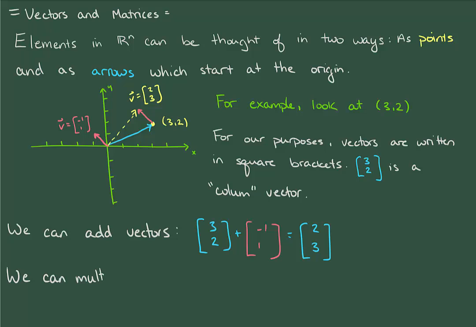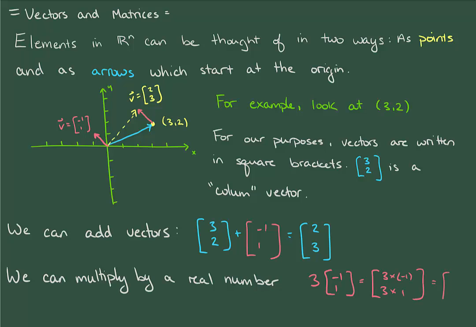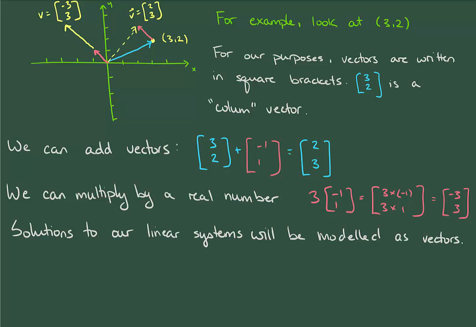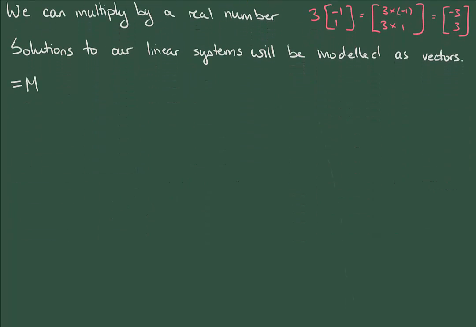Now the other thing that we can do is multiply vectors by a real number. This is done by multiplying each component of the vector by the real number. Geometrically, this amounts to scaling the vector, and or reflecting it in both axes if the real number is negative. Now the whole reason that we're doing this is because solutions to linear systems will be modeled as vectors, and we'll see that these operations are useful in that context.